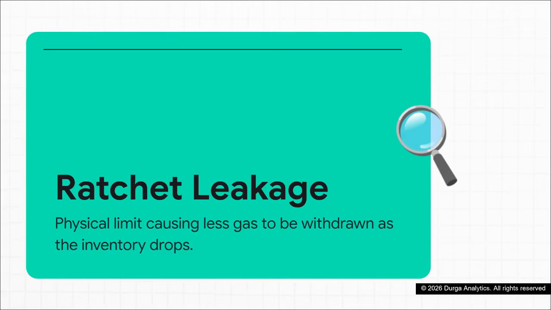As your inventory drops in the winter, the physical pressure of the facility means you literally cannot withdraw gas as fast. Think of it like trying to squeeze those last few drops of water out of a half-frozen sponge. This is the deliverability ratchet. A naive calculation claims value that physically does not exist. Adjusting your models for this ratchet is the single difference between desks that make their budget and desks that miss it every single cold winter.